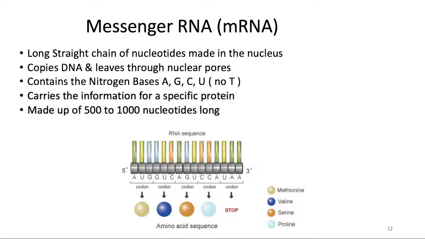So the first one is messenger RNA, of course. And this is actually a long, straight chain of nucleotides that's made in the nucleus. And what it does is it copies the DNA and it leaves the nucleus through these nuclear pores. It contains the bases, of course, of A, G, C, and U. There's no T's. And it carries the information for a specific protein. It's made up of 500 to 1,000 nucleotides.